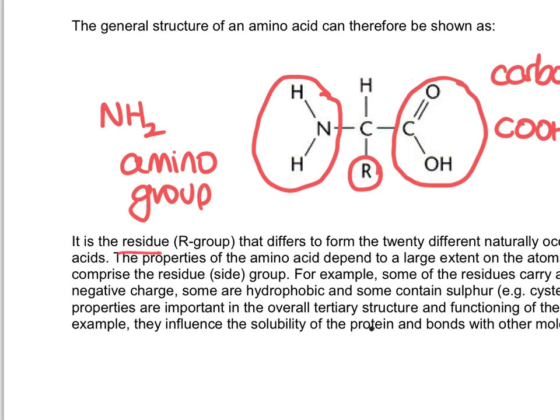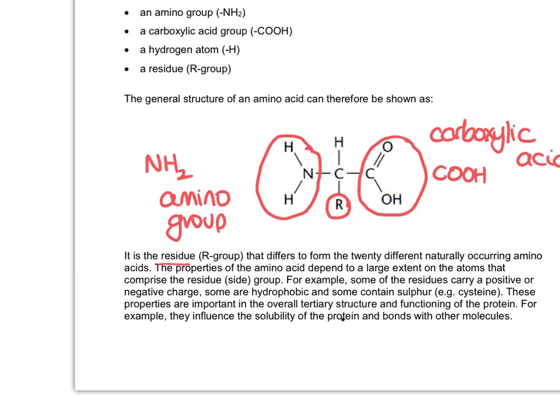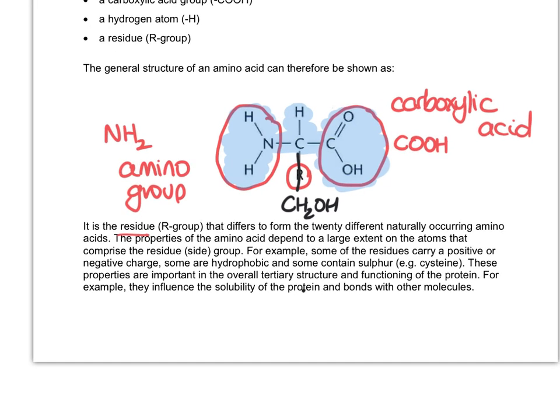Now, every amino acid has got these bits here, okay? So every amino acid has got all of this. But what makes one of the 20 amino acids different from the other amino acids is what is joined on at this point here. So you might have CH2OH. That'll be one amino acid. You might have different combinations, you might have much longer structures. But as far as we're concerned, you just write R down there, and it's the bit that differs.